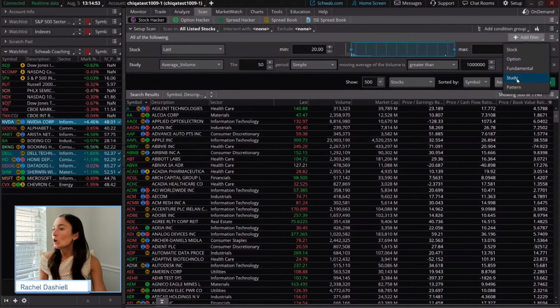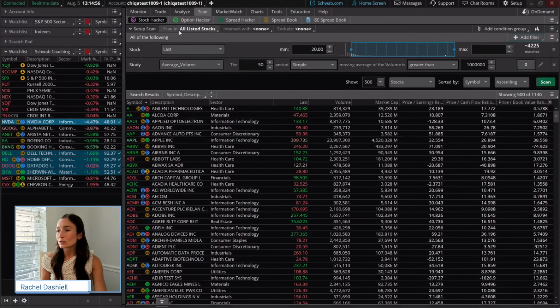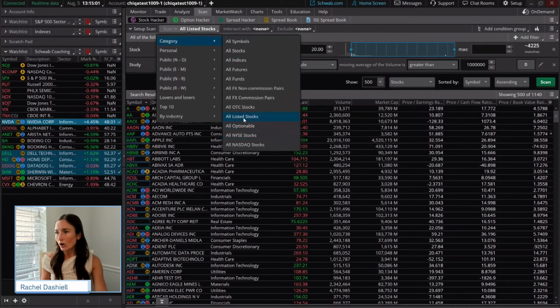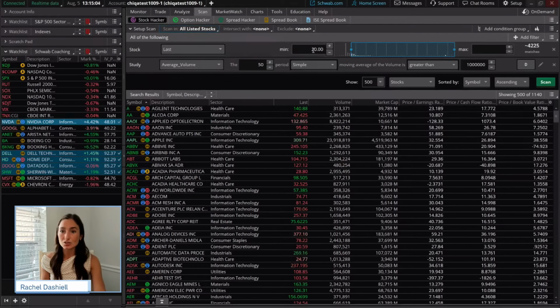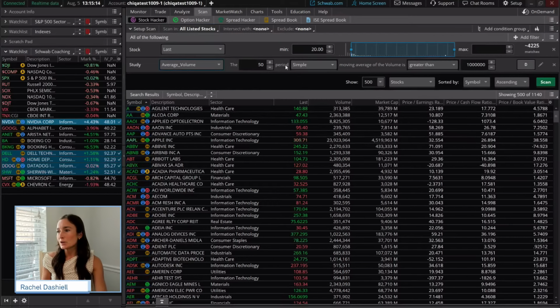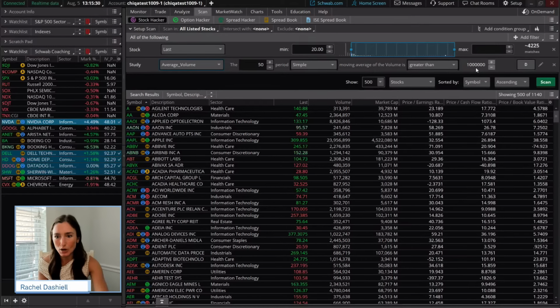So what we're going to do, we're starting with these basic filters. We're going to scan in all listed stocks here. So that's just starting with category, all listed stocks. And we're just going to start with stocks that are greater than 20. Give us a nice little minimum there. We're also going to use a study filter for volume, selecting average volume. We're going to look at the 50 period moving average of volume being greater than 1 million shares traded. Because the more liquid the stock, the more liquid the options as well. And a lot of times in this class, we do play the options as well.